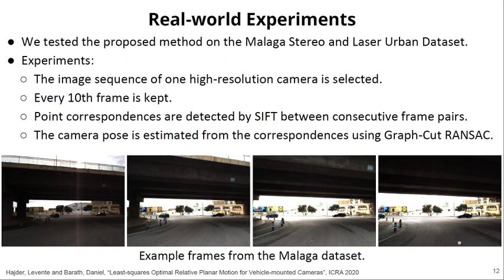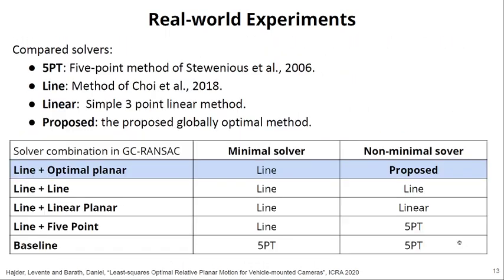We have tested the proposed method on the Malaga stereo and laser urban dataset containing more than 10 kilometers of video. Every 10th frame is selected from the videos, and our pose estimator is run for each consecutive image pair. Point correspondences are retrieved by the well-known SIFT method. As it was mentioned before, the graph-cut GC-RANSAC method requires both minimal and non-minimal model estimators. We have combined several variants as it is written in the table.